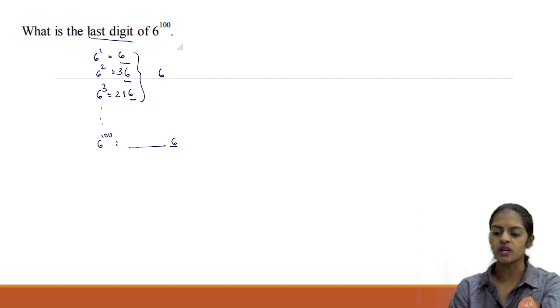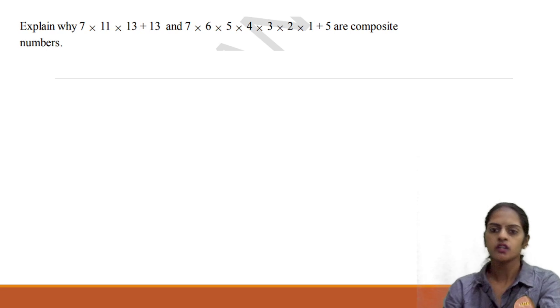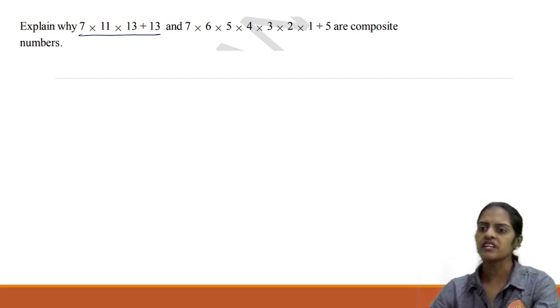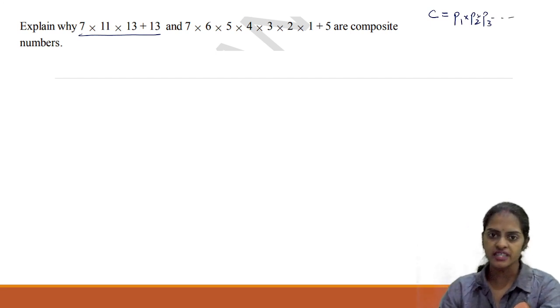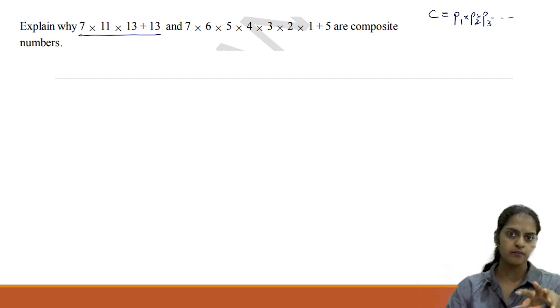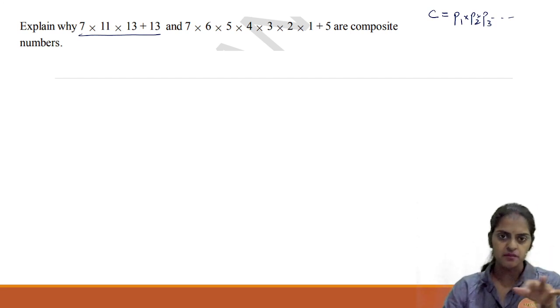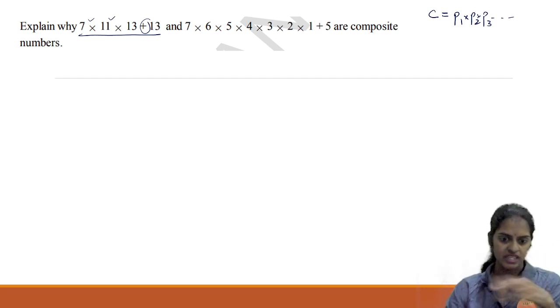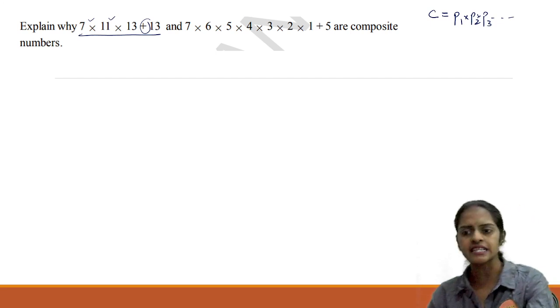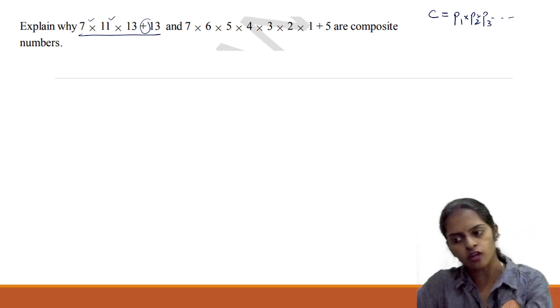Clear till now? These are two short questions which you can get. Look at the next one: explain why this is a composite number. We know from the fundamental theorem of arithmetic that any composite number can be expressed as a product of prime numbers. So if I can write it as a product of prime numbers, then it is composite. Here I have addition, so I have to remove this. I need only the multiplication symbol to express it as a product. Then I can say it is a product of prime numbers, so the given number is a composite number.